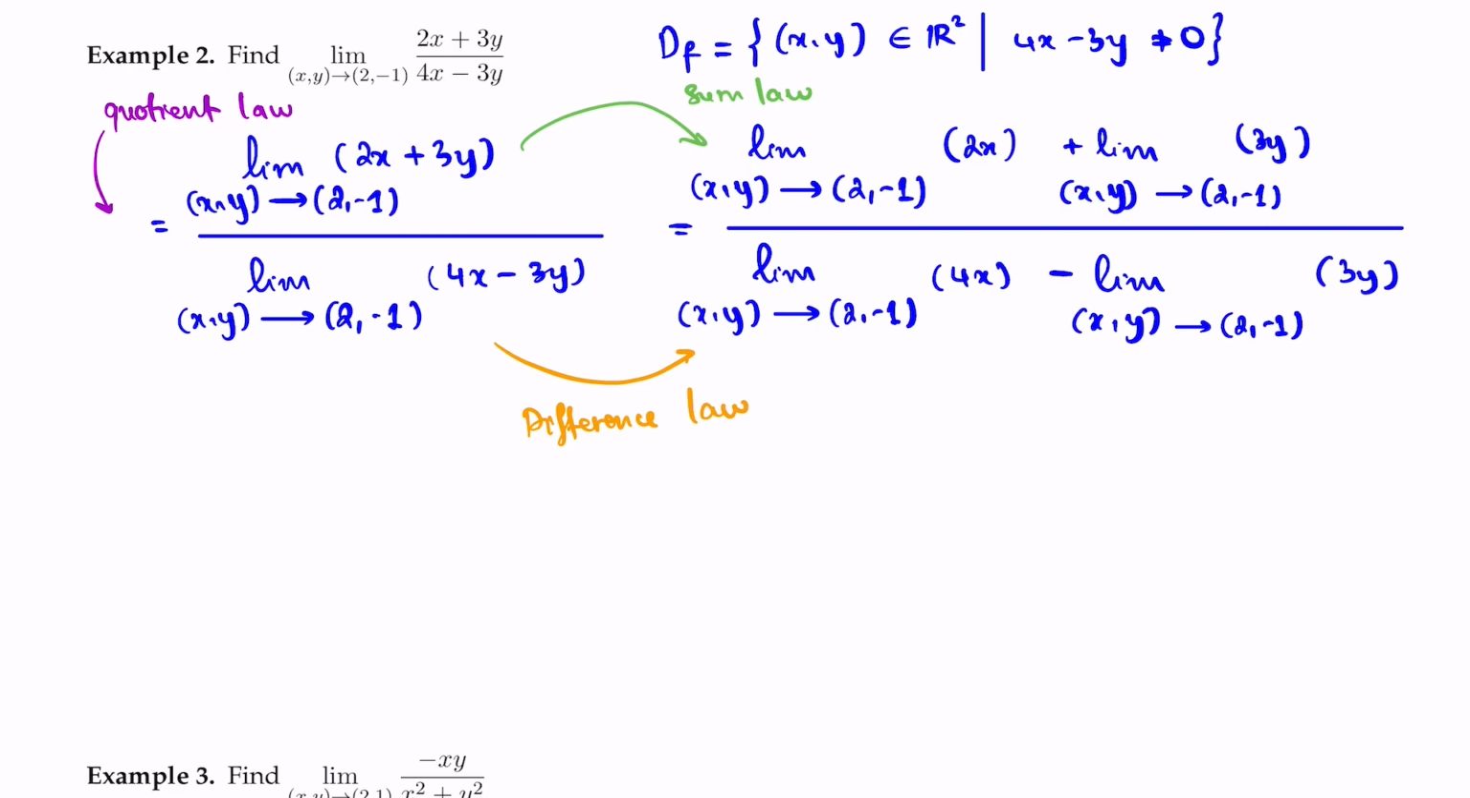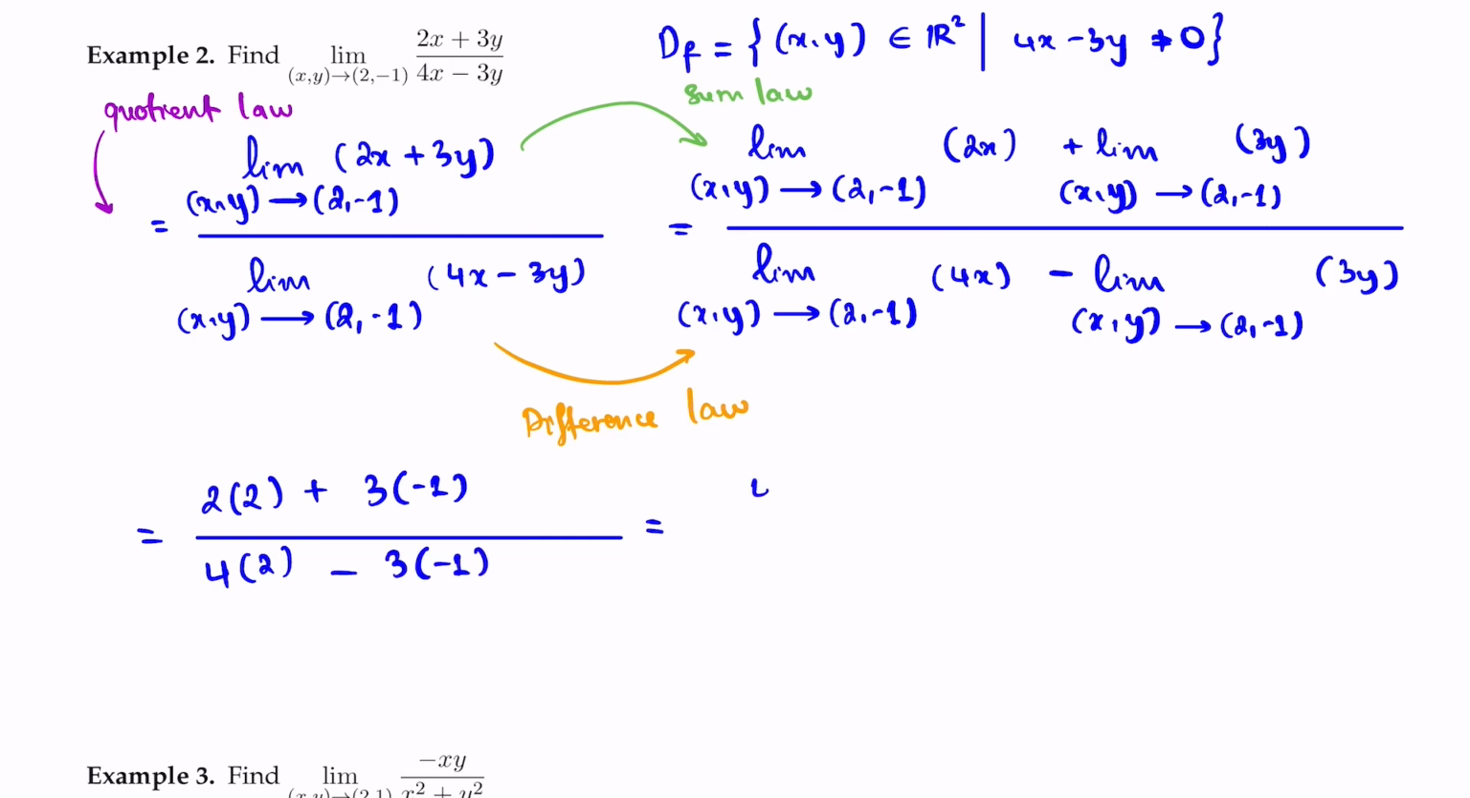And then for each limit that you can see in the fractions, you apply the constant multiple law. That is, you pull the constant out of the limit operations and then apply direct substitution in order to calculate the limit. So here you have 2 times 2 plus 3 times -1 in the numerator, and in the denominator you get 4 times 2 minus 3 times -1. So you get 4 - 3 divided by 8 + 3. So this is going to be equal to 1 over 11.